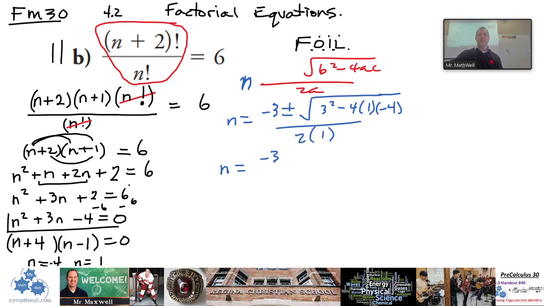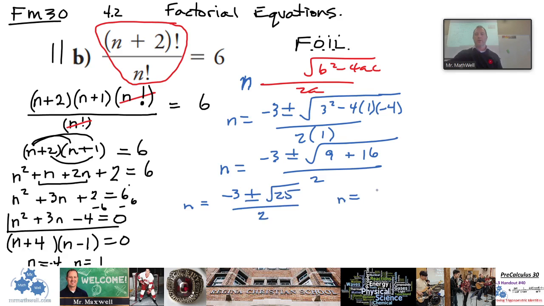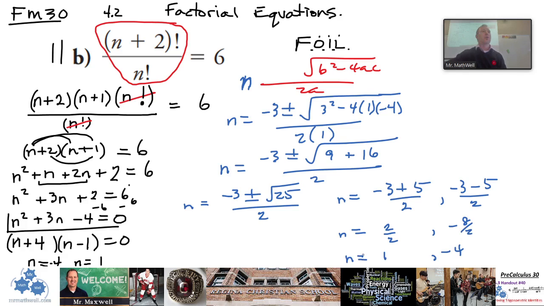Let's see what that gives us. Negative 3 plus or minus the square root of 9 plus 16, because that's a negative times a negative, all over 2. So negative 3 plus or minus the square root of 25, all over 2. This is negative 3 plus 5 over 2, and negative 3 minus 5 over 2. So negative 3 plus 5 is 2 over 2, and negative 3 minus 5 is negative 8 over 2. This gives us n equals 1 here and negative 4 here, which is what we got on this side too. You're going to have to learn at least one of those two ways to find your n values. Then you have to figure out which one is okay and which one is not. We cannot have a negative 4 factorial, so this one we have to reject. Our answer is n equals 1.